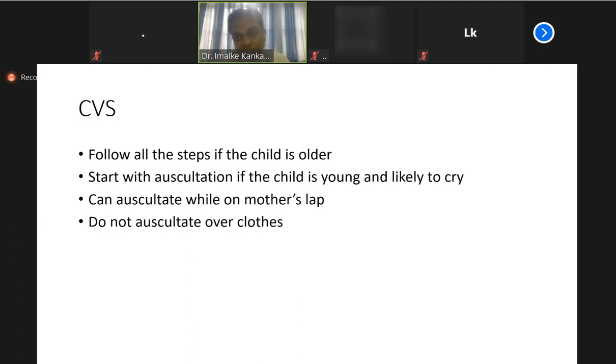Do not auscultate over clothes, because that is something some examiners tend to penalize, but in real practice we might have to do this. But in your exam don't auscultate over clothes. That will be a serious mistake, right? That doesn't mean you have to take the top off, but you can just lift it up, right, based on the age of the child.